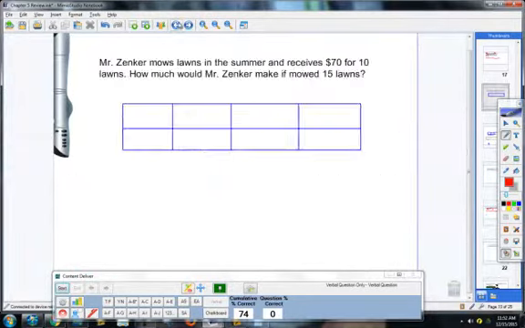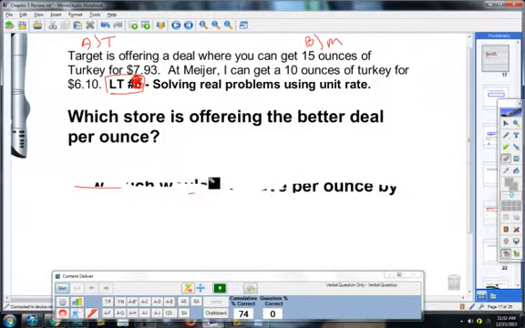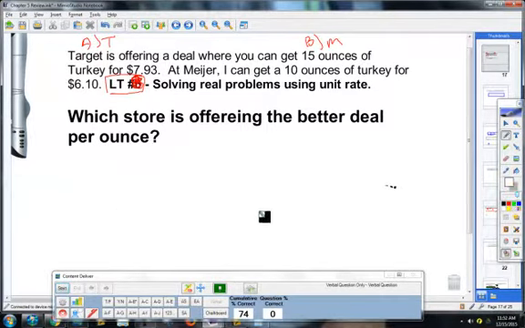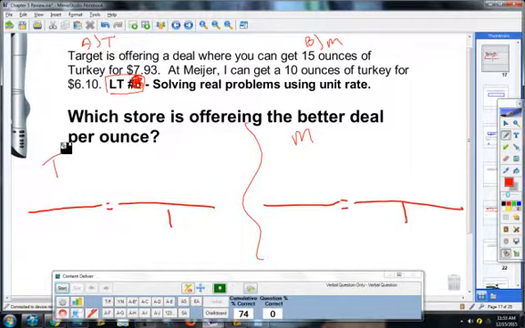Okay? On this one, it's only unit rate. Only unit rate. It's all we're trying to accomplish here. Okay? Because we need to figure out who has the better deal per ounce. So, we need to have a target side, and we need to have a Meijer side. It's obviously going to be 2 proportions, 2 unit rate proportions. One is going to be in the bottom right of both of them. Since it's specifically said per ounce, that means per 1 ounce. So that means ounces must be on the bottom, which makes money on top.